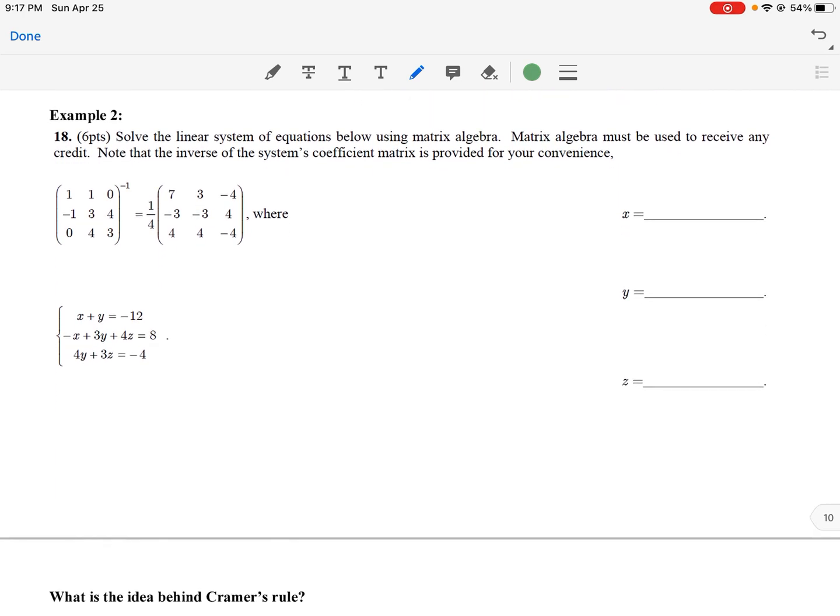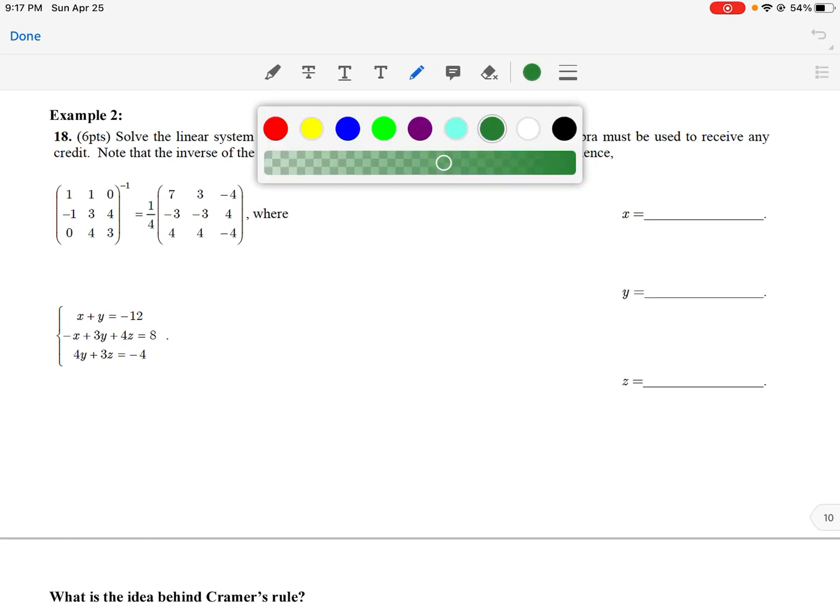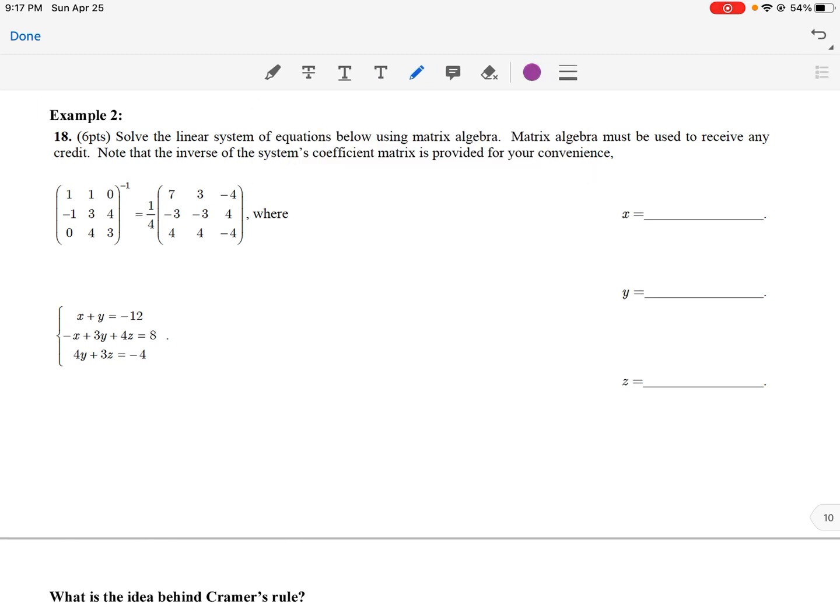So now when it says solve the system of linear equations using matrix algebra, matrix algebra must be used to receive credit. Note the inverse is given to you. Once again, can you check it other ways? Yeah, by all means, but the inverse is definitely going to be the easiest here. But we're not checking your work.